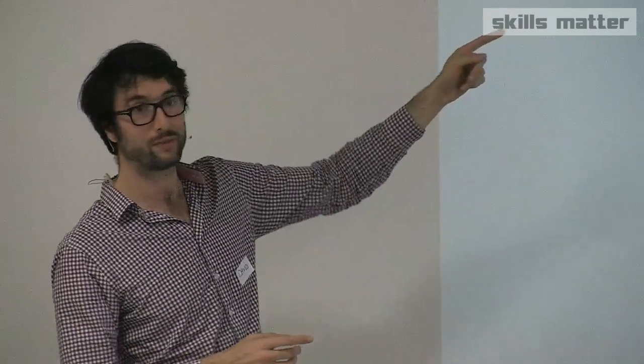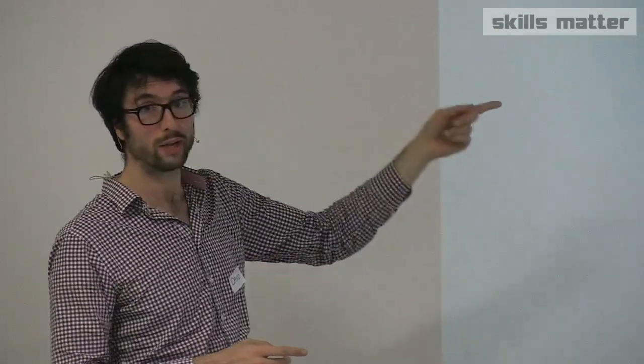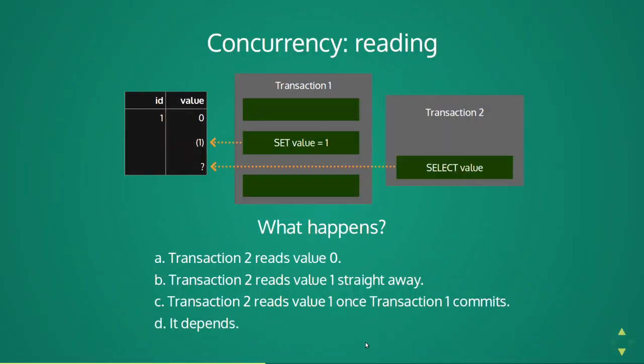What happens? Is it A, transaction 2 will read the value of 0? Is it B, transaction 2 will read the value of 1 straight away? Is it C, transaction 2 will read the value of 1, but it will wait until transaction 1 completes, and then it will get the value of 1? Or is it D, it depends? So could we get a show of hands for these different things?